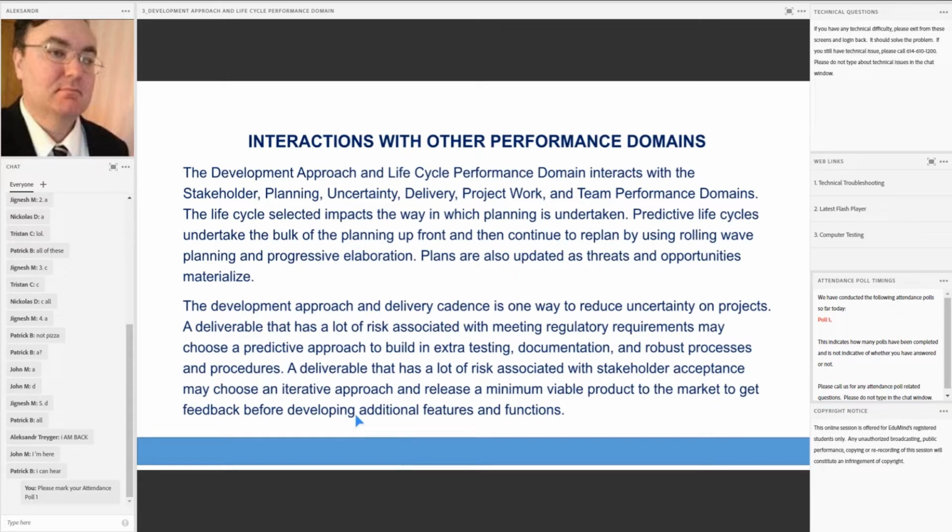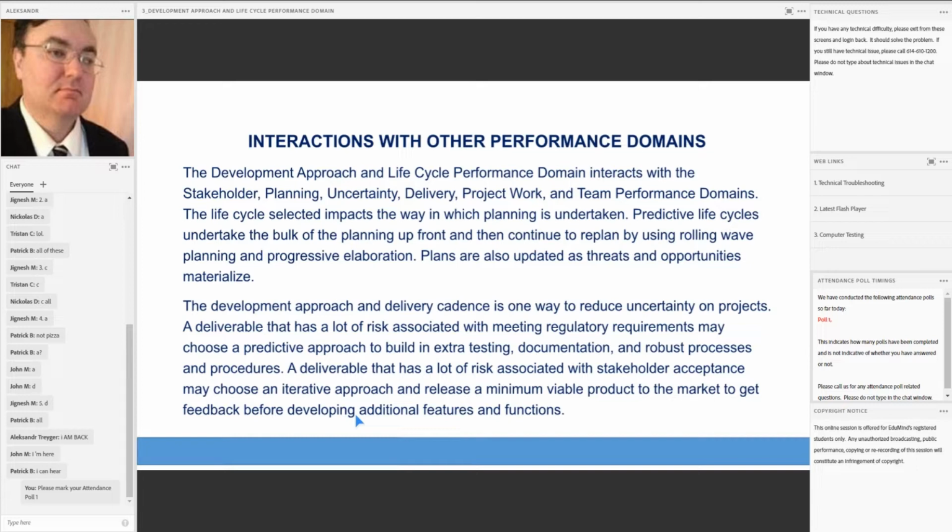Predictive life cycles undertake the bulk of the planning upfront and then continue to replan by using rolling wave planning and progressive elaboration. Actually, I want you to know what those terms are: rolling wave planning and progressive elaboration.